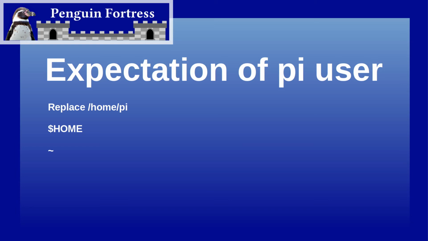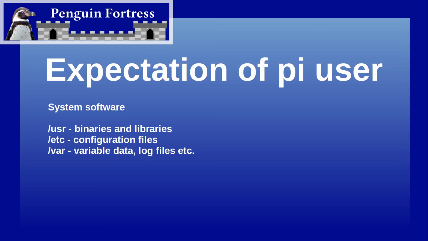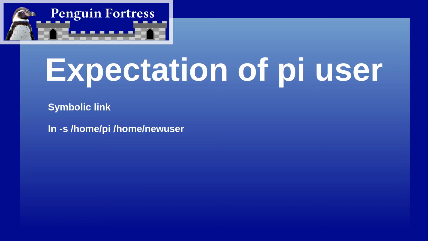But for applications that are designed to run as root or being started up automatically as a daemon, they don't necessarily have access to those variables, and it may be better to install into a different directory, perhaps the /opt directory, or within the normal Linux application folders such as /usr and /etc. You could even create a symbolic link of /home/pi to the real user's directory, or still use the pi username if you really wanted to.